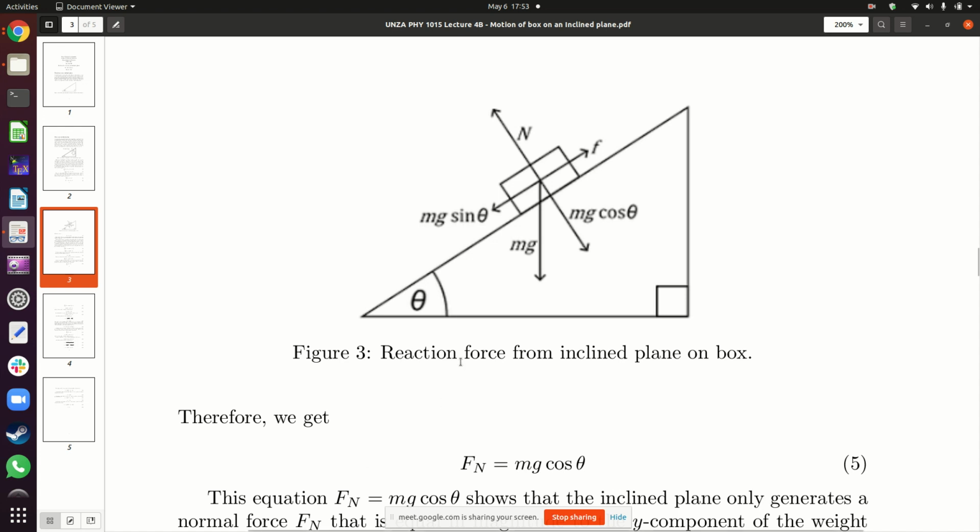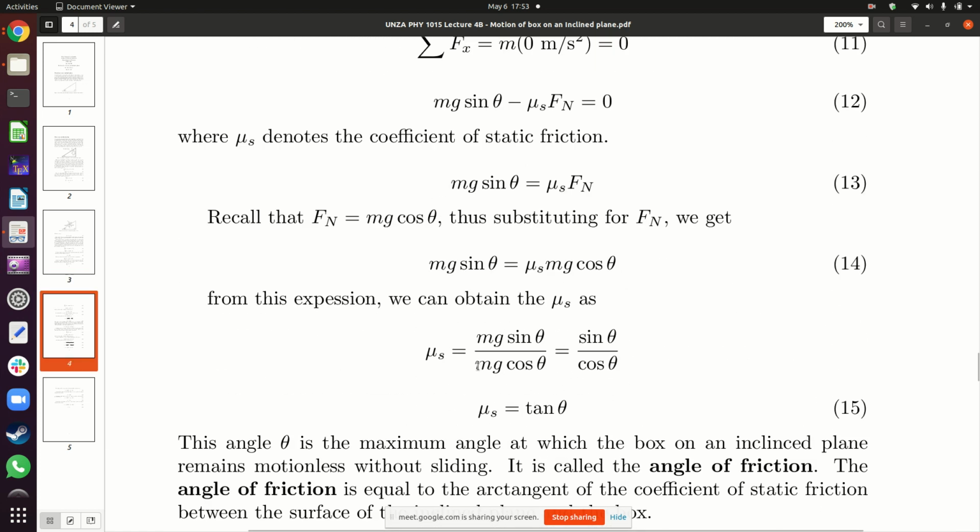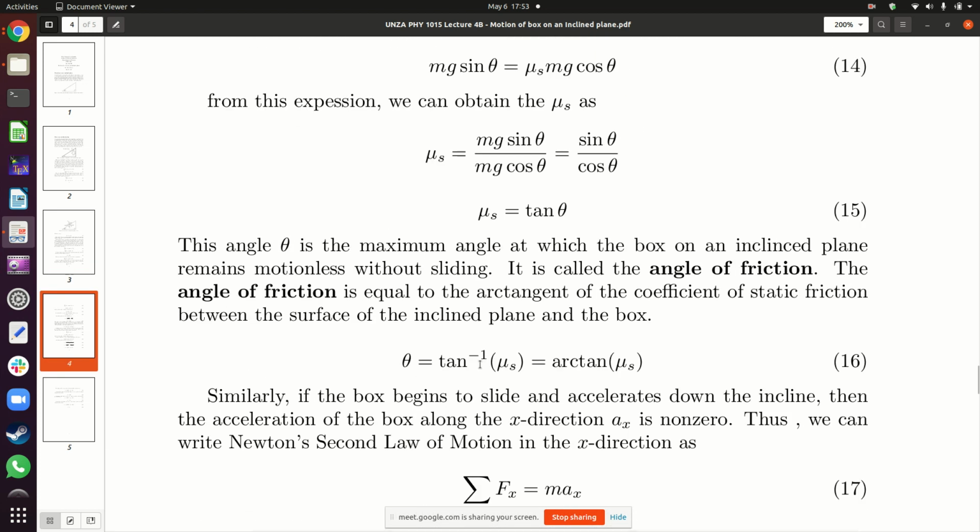Yes. Any other question? Sir, I've got a question. You talked of how to calculate the coefficient of static friction. How do we calculate the other one, the kinetic one? How do you calculate the coefficient of kinetic friction?